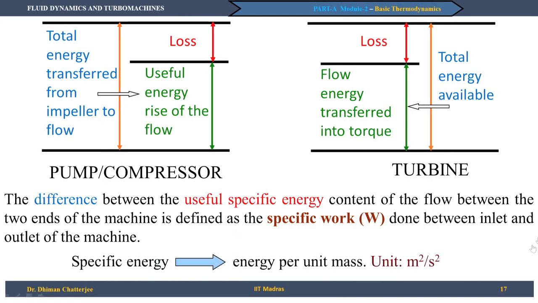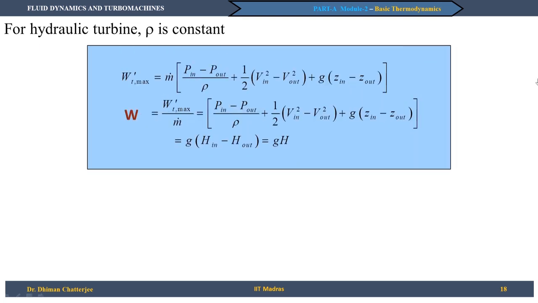And to remind you that since it is a specific energy, it is energy per unit mass flow rate. So, it is joules per kg or meter square per second square. So, for a hydraulic turbine, density is constant and the first law gets reduced to W_T prime max. We are now using the equal to sign. So, we can write max is m dot into (P_in minus P_out)/rho plus half (V_in square minus V_out square) plus g (Z_in minus Z_out).